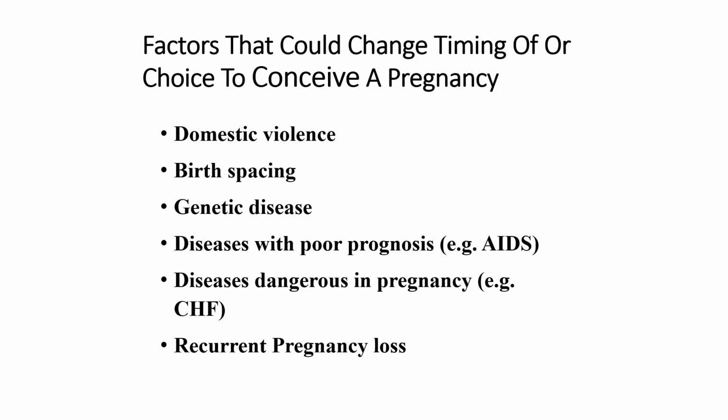And in the below mentioned cases, we should advise the mother to avoid the pregnancy or change the timing of pregnancy. For example, if they have a history of domestic violence, if birth spacing is poor, that is if the previous child is not having minimum 2 years, if the family has a history of genetic or chromosomal disorders, if the mother has AIDS and the prognosis is poor, if she has other diseases dangerous for the pregnancy, for example congestive heart failure, or a history of recurrent pregnancy loss, in those cases they should think twice, or they should delay the pregnancy till the conditions become favorable.